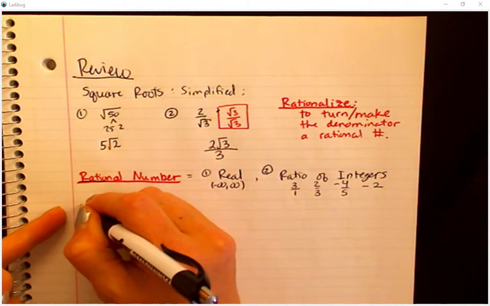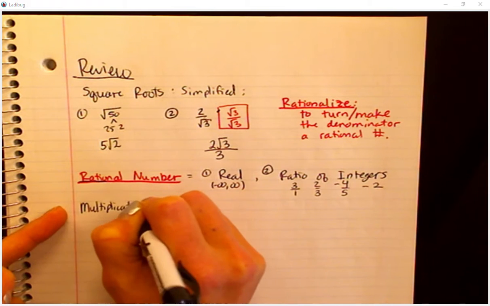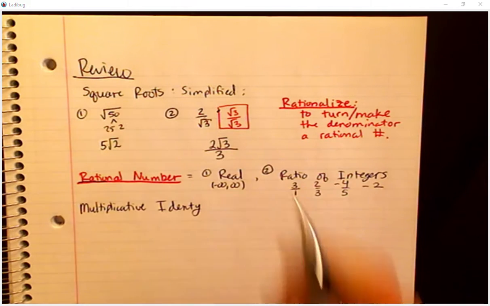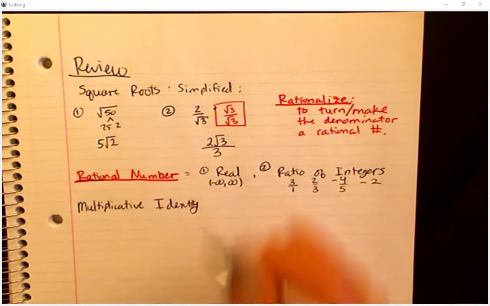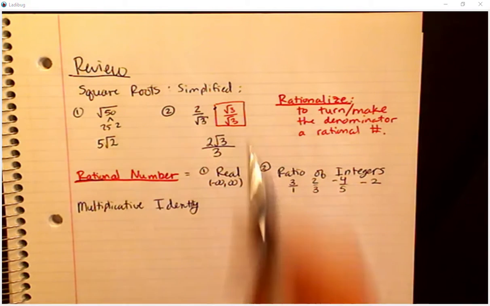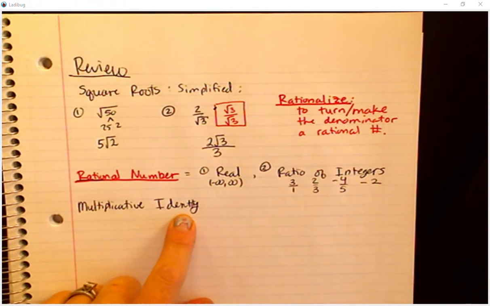another vocab word. Multiplicative identity. Identity is 1. When you multiply by 1, you get the same number, right? You get something that is equal to it. Why can you multiply by root 3 over 3? Guys, this is not an equation. There's no equals. There's properties of equality, and there's properties of identity.